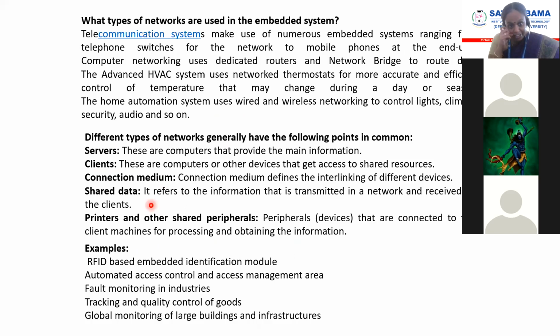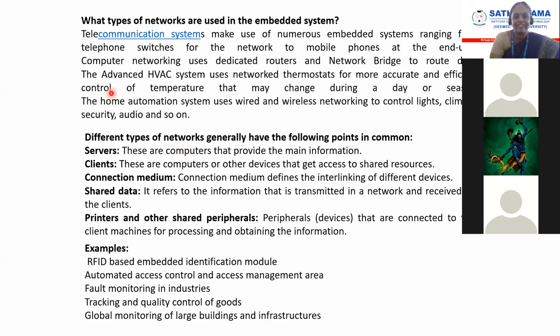Then the different types of network generally have the following points in common. You all know that in our telecommunication system we have embedded systems. In olden days we used telephone lines, and now we have switched to mobile phones. Computer networking is also possible by means of routers. If I want to connect in a campus, we use a router. While going into our home or personal use, we connect through the wide area network, where the Internet Protocol plays a vital role.